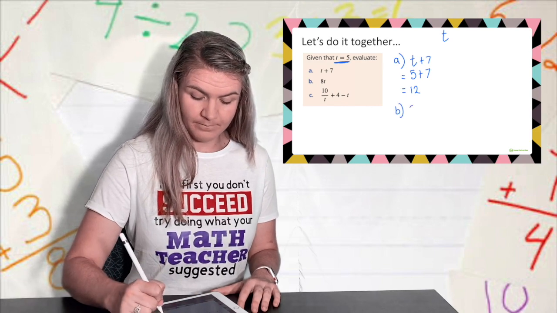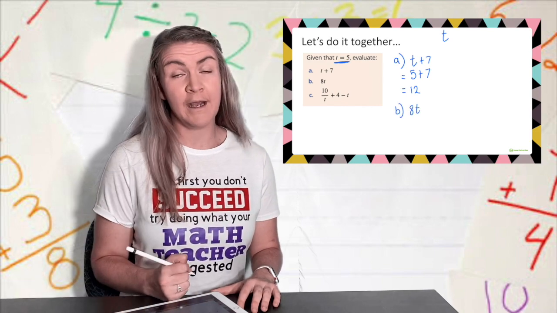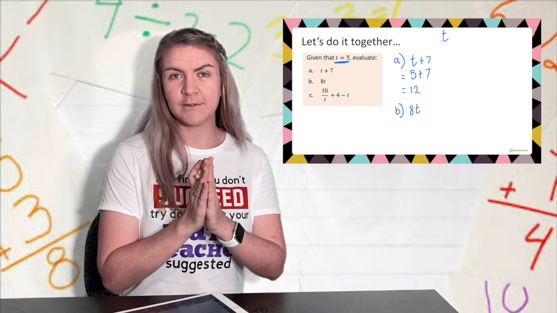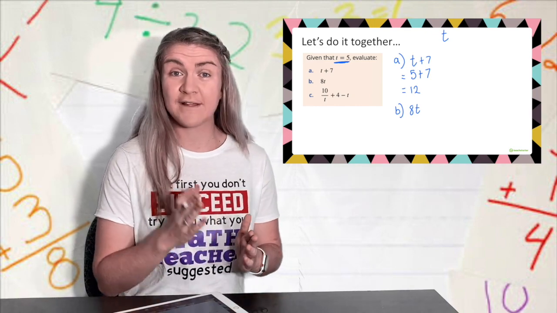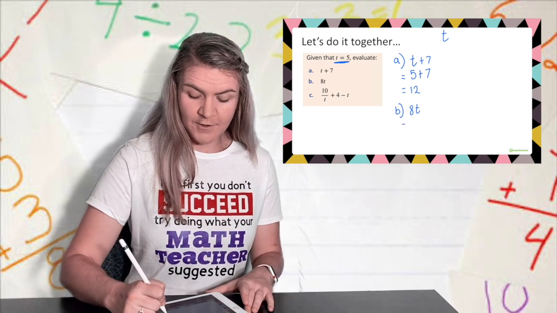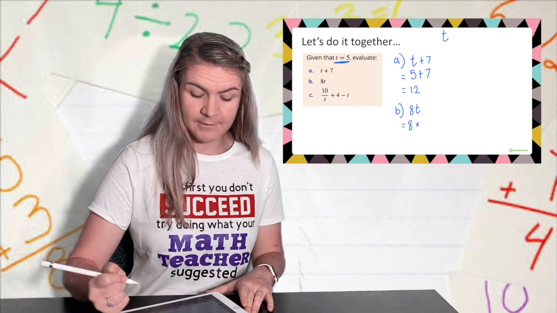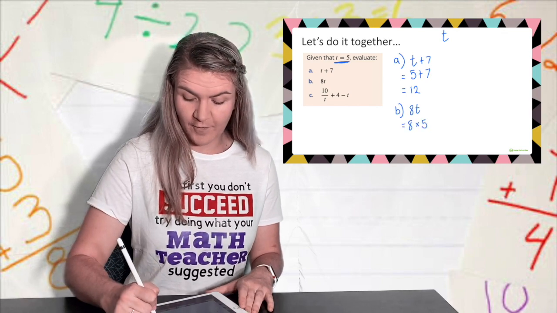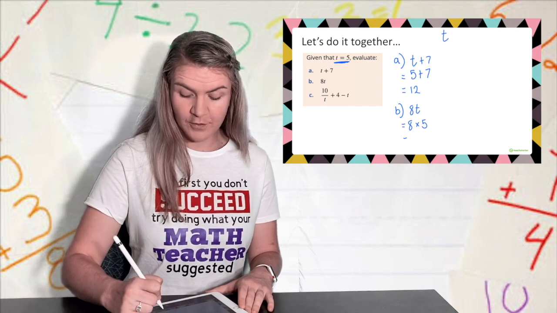B is 8t. Now I know that when a number and a letter are next to each other, that's a multiplication. So that's 8 times t. So I'm going to write here 8 times and t equals 5. So it's 8 times 5, which is 40.